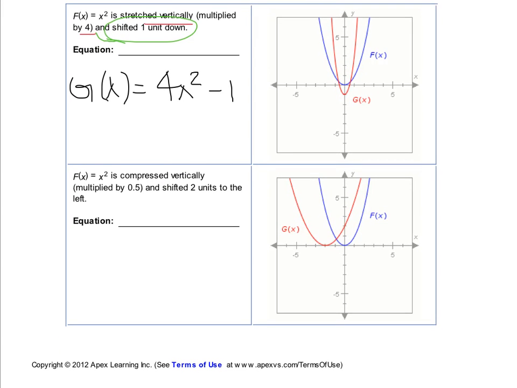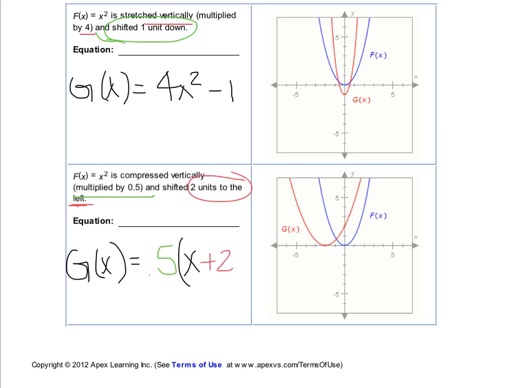It says x squared is compressed vertically, so it's multiplied by 0.5 and shifted 2 units to the left. So to write the function g of x, I've got to start with what I'm supposed to do first. It tells me I'm multiplying x squared by 0.5, so I need to put 0.5 in front of x squared. But notice I shifted it 2 units to the left, so that means in parentheses, I have to add 2 to the x, and then my squared goes on the outside. So g of x equals 0.5 times x plus 2 squared.